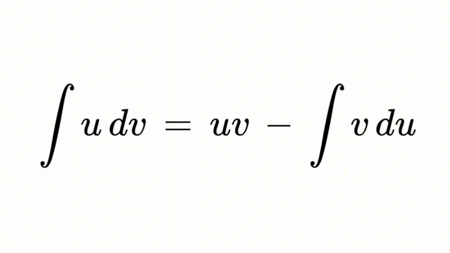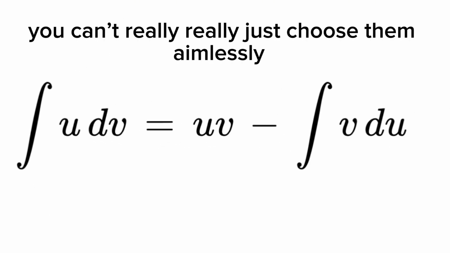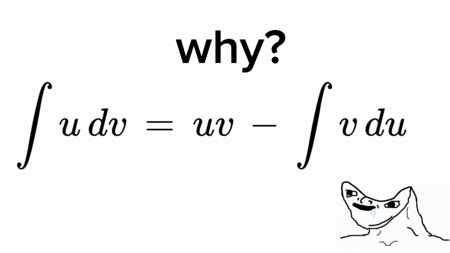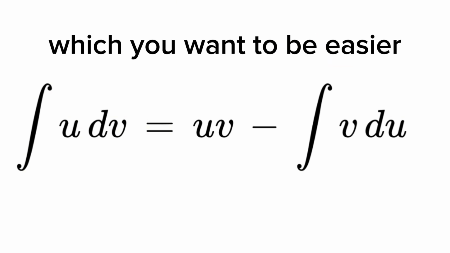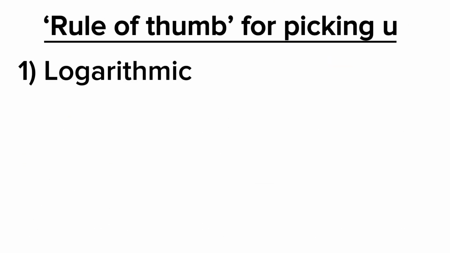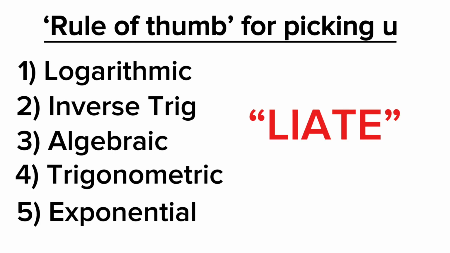In the formula you have two factors to choose, u and dv. You can't really just choose them aimlessly. Why? Because there is a second integral here, which you want to be easier. So a good strategy is to pick u as something that gets simpler when differentiated. This LIATE rule is a good guideline, but it doesn't always work.